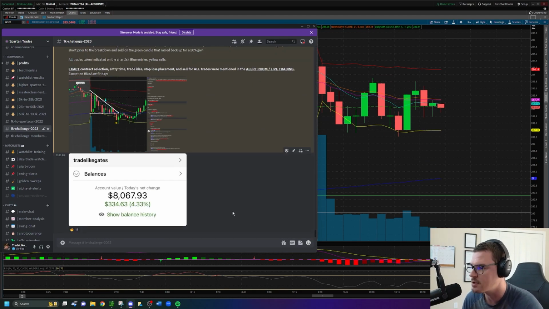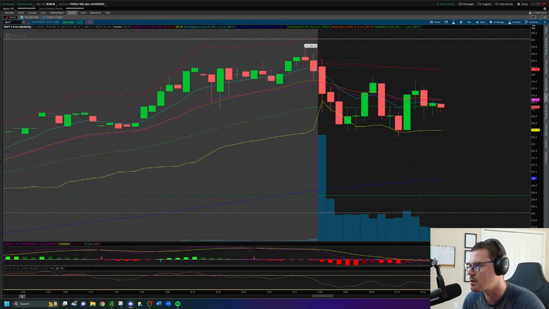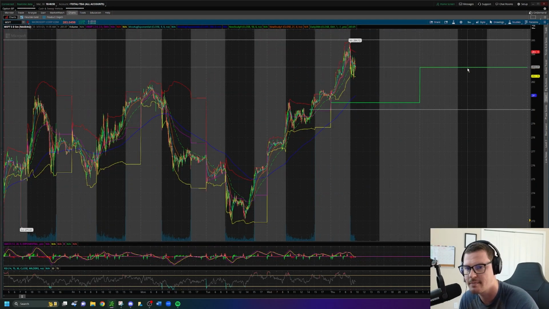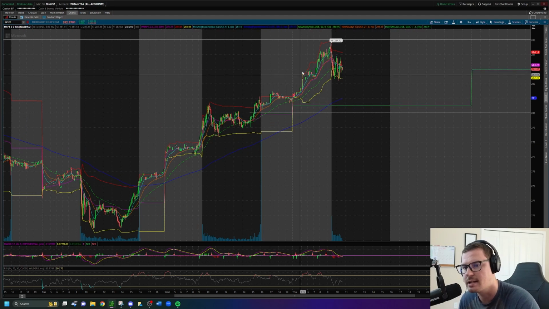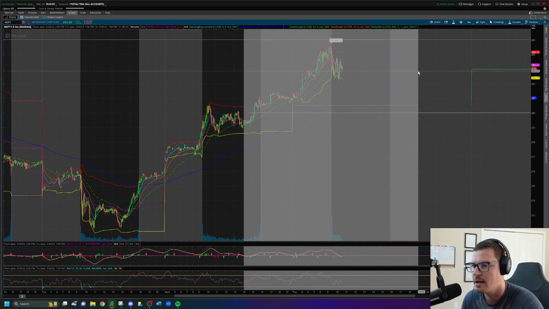So let's break down the trades today. Two trades on Microsoft short. We're on the 5-day, 5-minute time frame here for Microsoft. We had a gap up day yesterday that just kind of consolidated. We get a gap up day today that is consolidating as well.